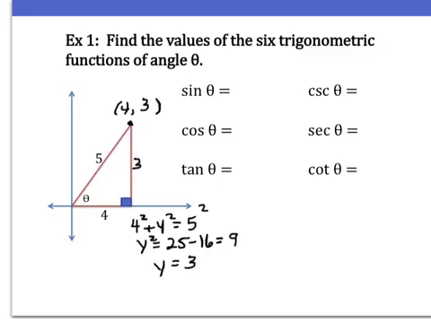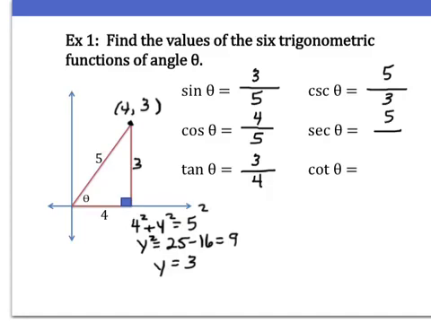So sine, opposite over hypotenuse: opposite of theta is 3, and the hypotenuse is 5. And then our cosine, adjacent is 4, hypotenuse is 5. And then tangent, opposite over adjacent, so 3 over 4. And then for our reciprocal functions, all we do is flip them over, like that. So these are all reciprocals.